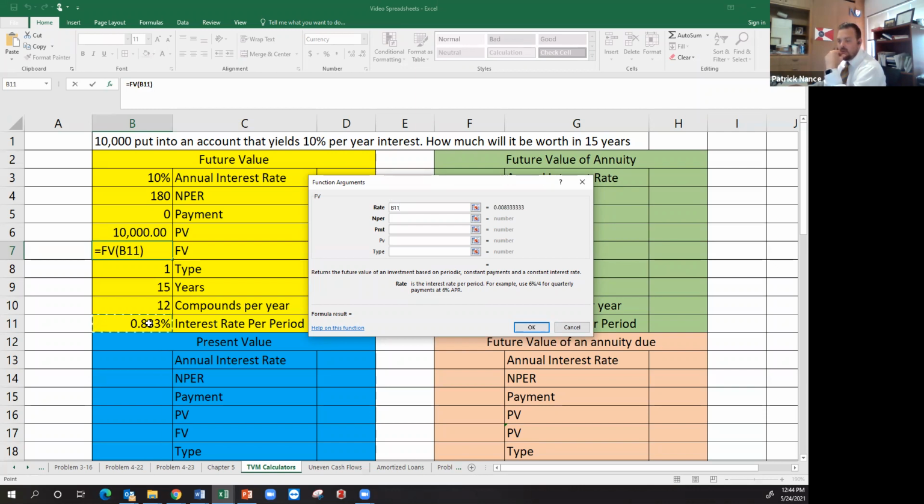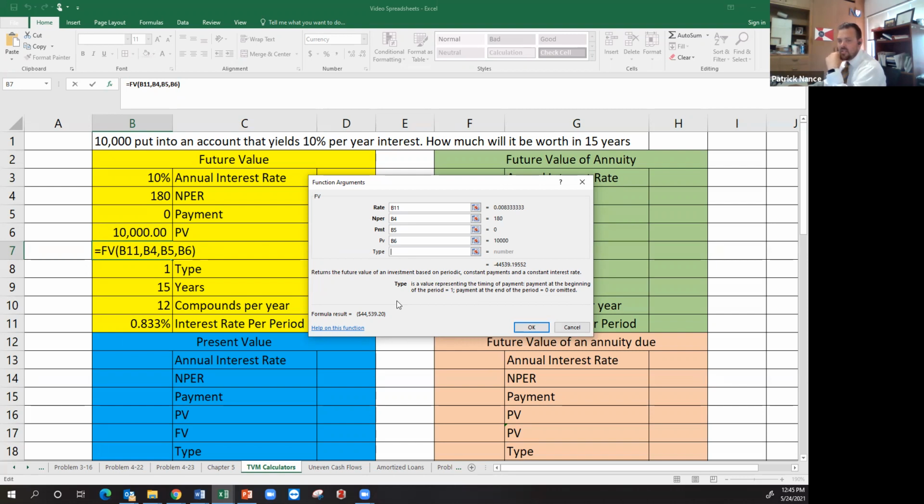But for now, I'm going to reference that cell because that's the cell that I want, the interest rate per period. Number of periods, I'm going to reference my N per cell right here. Payment, I know it's 0, but I'm going to reference my payment cell here. Present value, that's my $10,000. And then type, it says here, the timing of the payment: at the beginning of the period is a 1, or payment at the end of the period is a 0.